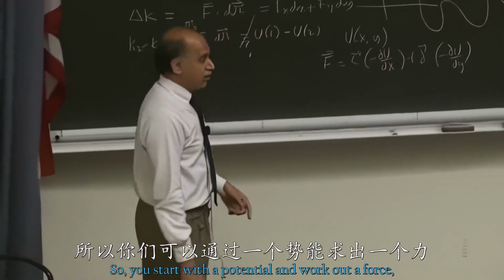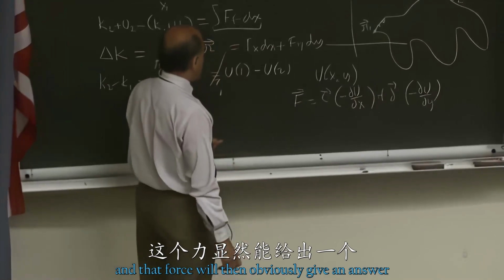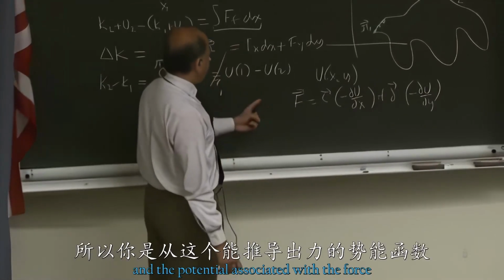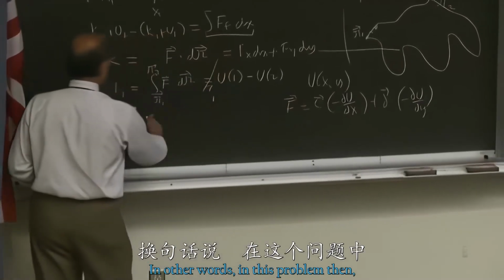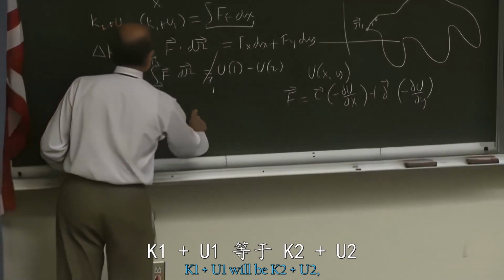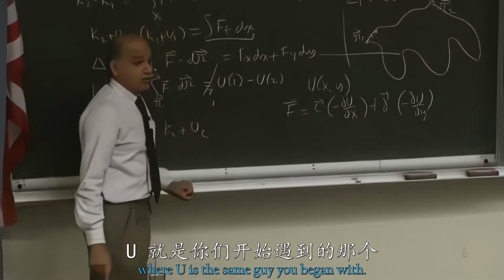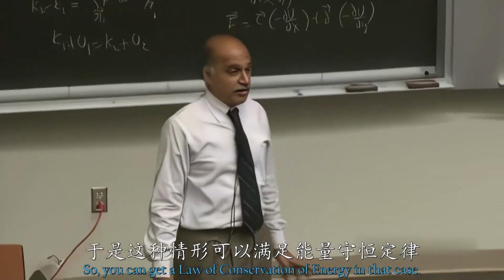So you start with a potential and work out a force, and that force will then obviously give an answer that's path independent, and the potential associated with the force is the function you began with. In other words, in this problem then, k1 plus u1 will be k2 plus u2, where u is the same function you began with. So you can get the law of conservation of energy in that case.